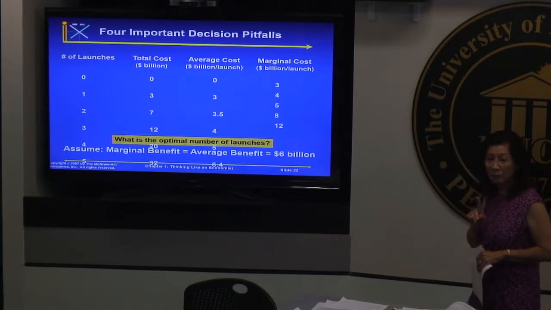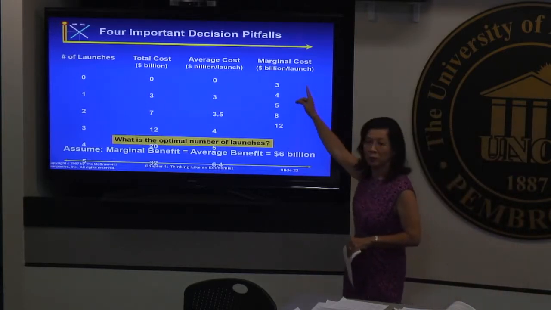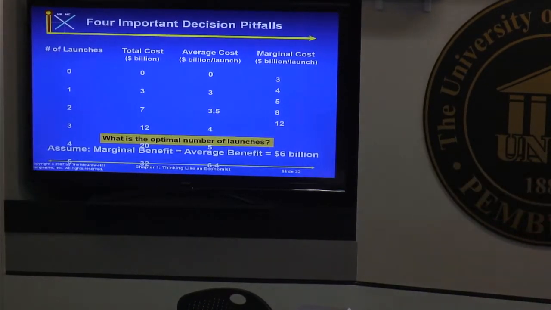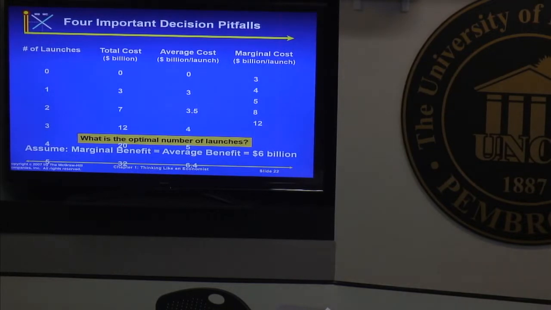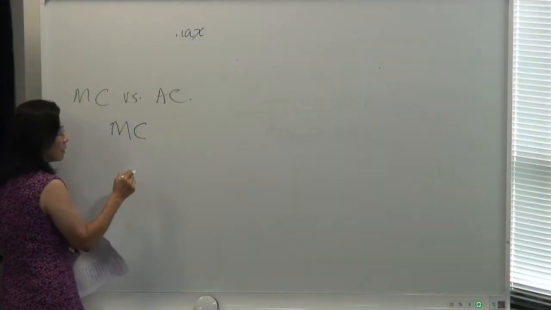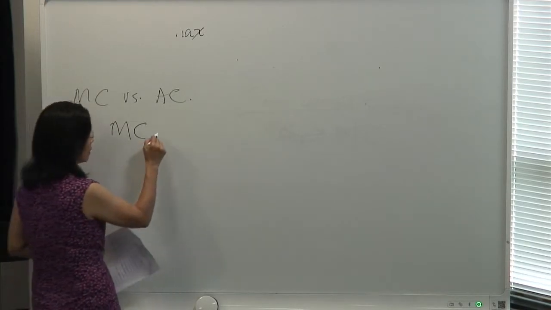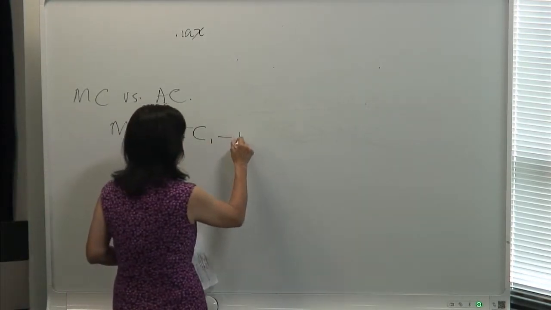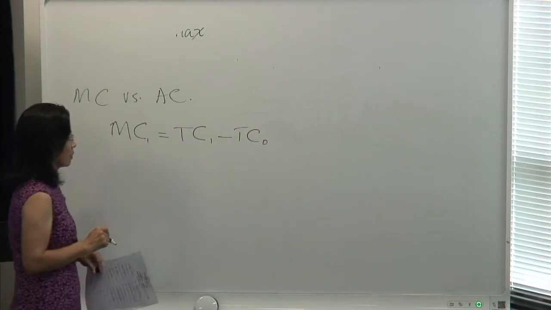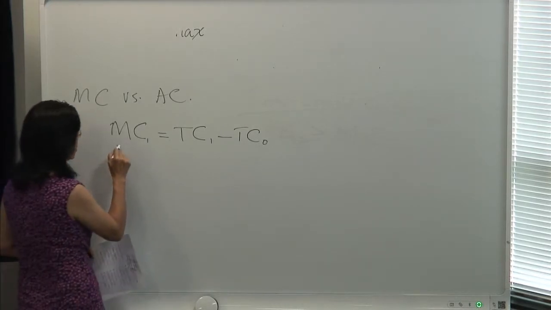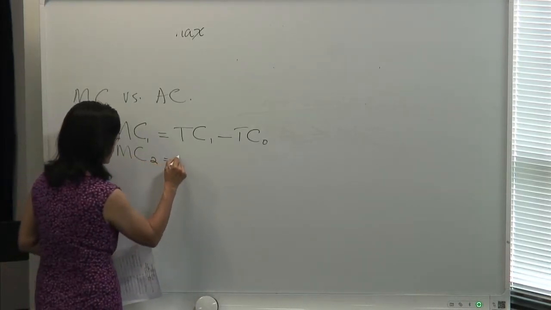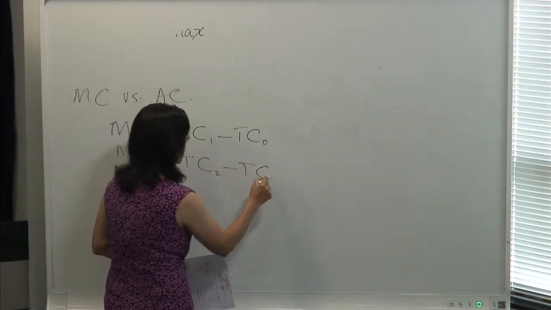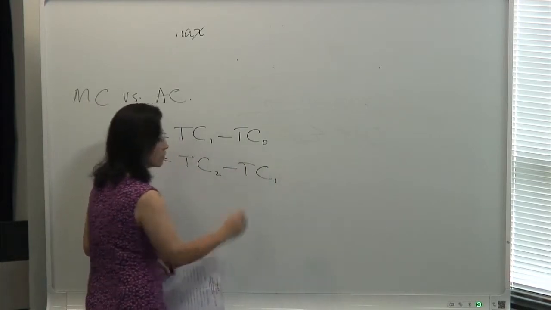Now, the next one is extremely important. The marginal cost. How do you compute marginal cost? I'm going to give you an equation. Please write this down. This is important. Marginal cost of the first unit, this is how you calculate it. You take the total cost of 1 unit minus total cost of 0 units. So you could see the patterns. The next one, marginal cost of the second unit will be, take the total cost of 2 units minus the total cost of the previous one, which is 1 unit.